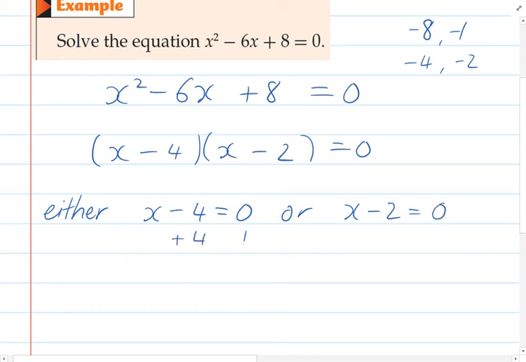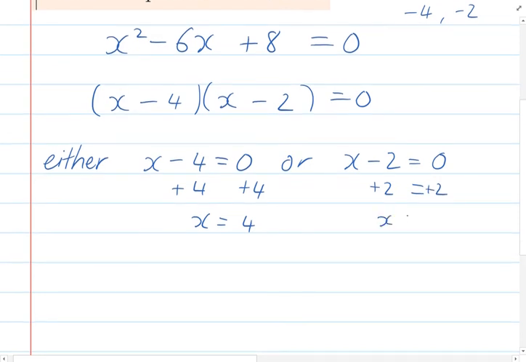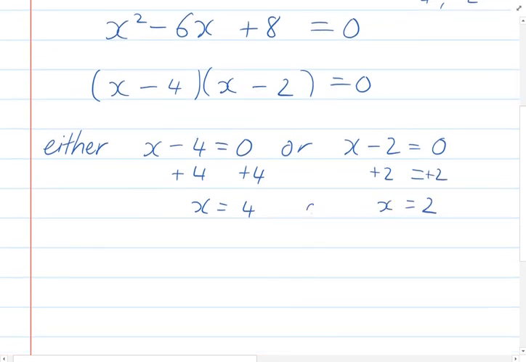So I'm going to add 4 to both sides, and so we get x equals 4 for that one. And over here I'm going to add 2 to both sides, and so we're going to get x equals 2 for that one. And we'll just write or there to show that we've got two possible solutions to this problem.